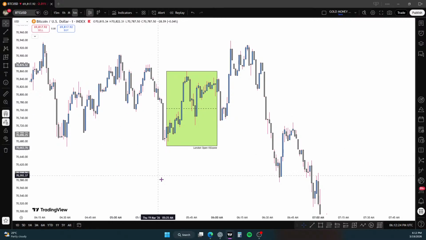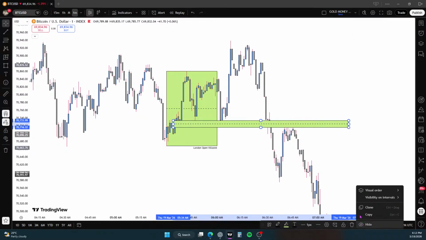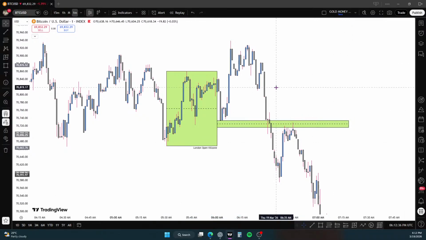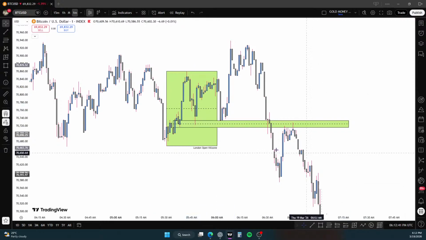I hope you understand. So basically my first presented fair value gap on this day is going to be this one here. And then if I send this to the back, and also this as well, sorry, my apologies, one second.